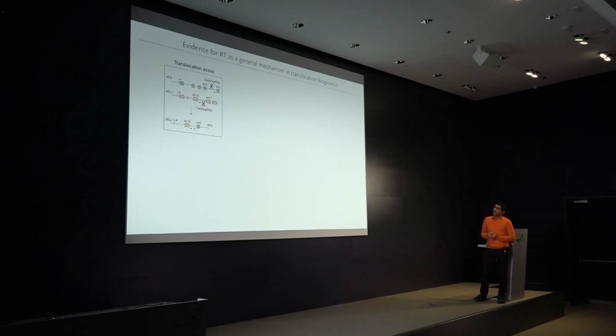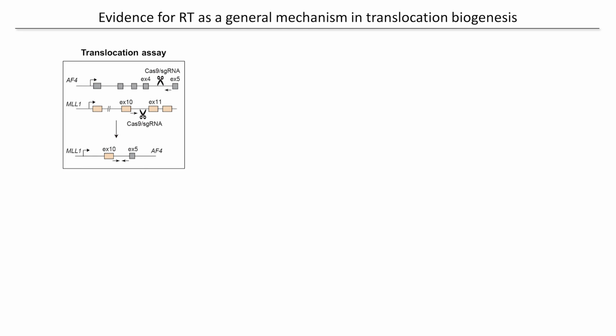And finally, we asked, because everything so far was done in B cells in the context of AID-dependent translocation, and we were interested in asking also for our long-term projects whether this was a general mechanism for translocation biogenesis, not just in B cells and not just for AID-dependent translocations. And so we took a well-known translocation found in leukemia, in particular acute lymphoblastic leukemia, which is between the AF4 and MLL1 genes. And we do a similar translocation assay, except this time we guide RNA cutting once in MLL1 and once in AF4. And then with a PCR assay, we look for the translocation product.